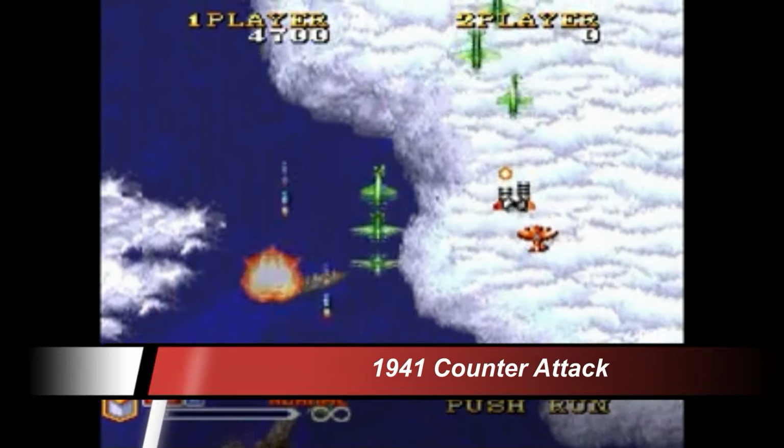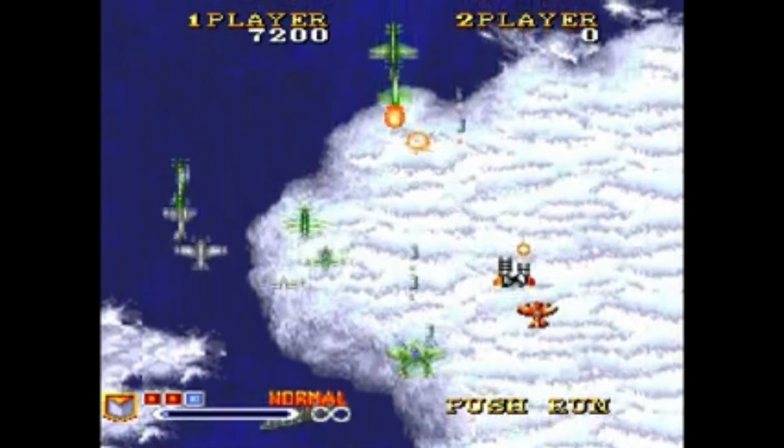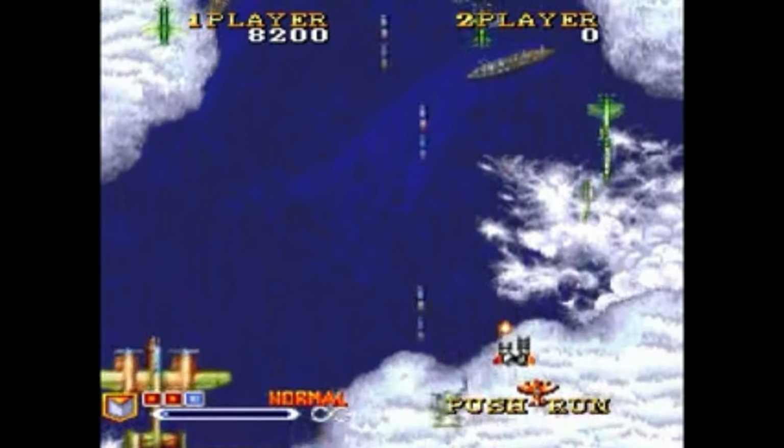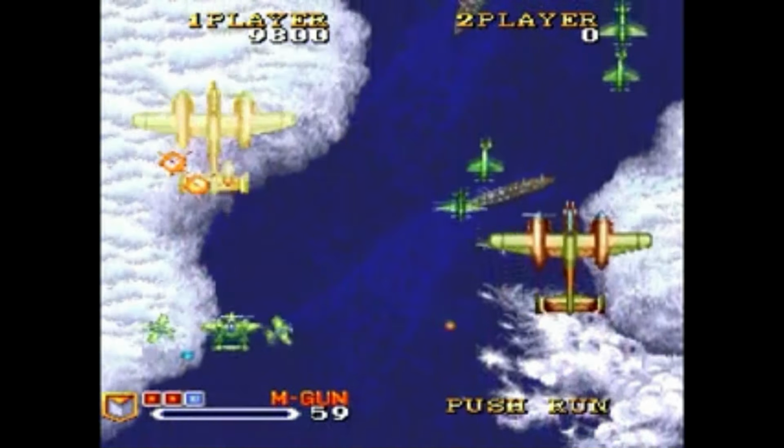Value for money is going to be fairly low, because you never really got any games for it. So I'd probably give that a 4 out of 10.